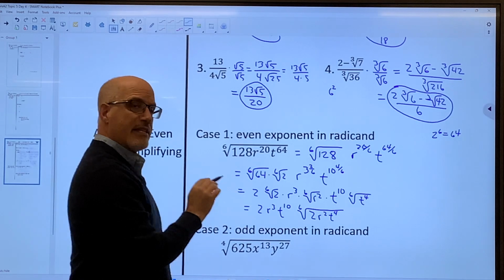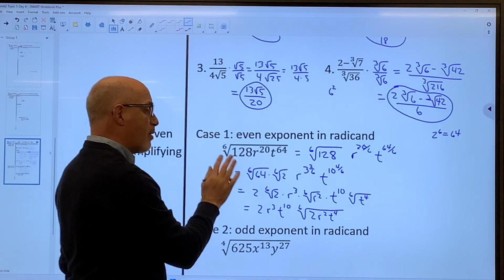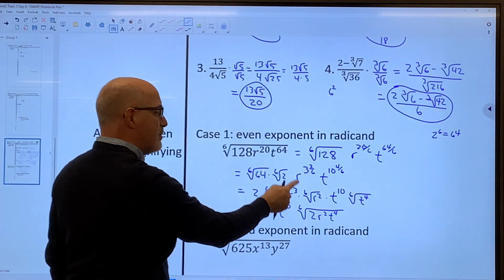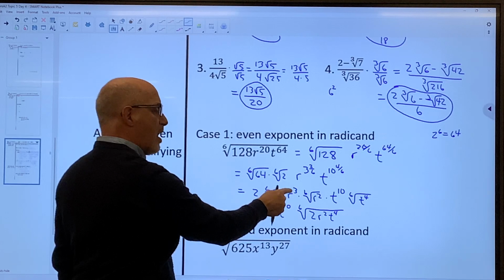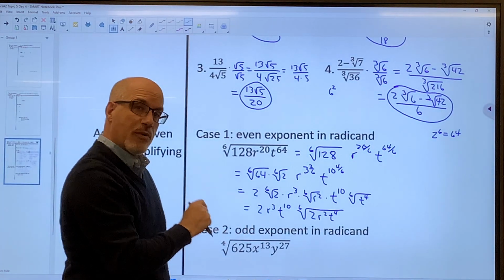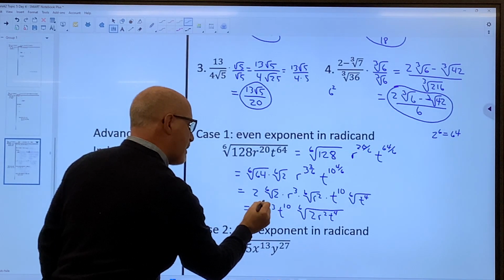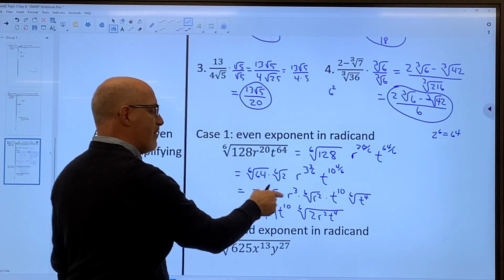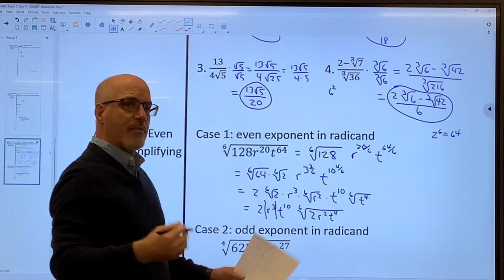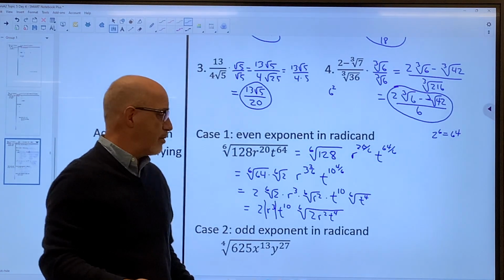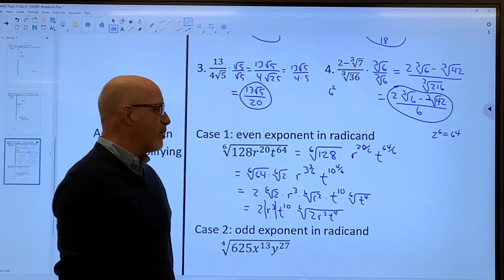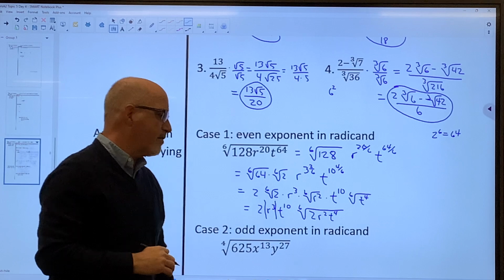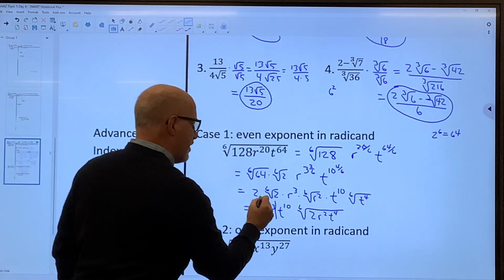Now, we gotta pay attention to our absolute value. Remember, our rule is when it comes out and there's an odd exponent on the outside, you've gotta put an absolute value on it, because this could be negative, and when you take the 6th root of something, you'll never get a negative value. So you gotta put an absolute value on it to ensure that it's a positive number. So that's our final answer.